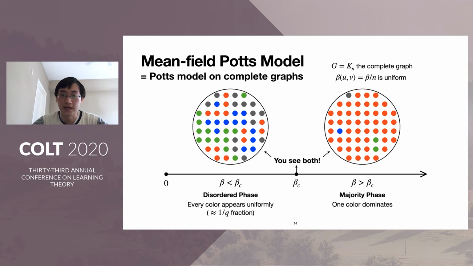And what makes it more interesting is that when beta is equal to beta C, you actually see both scenarios. That means with constant probability, you will see the disorder phase, the picture on the left, and with some constant probability, you will see the majority phase, the picture on the right.